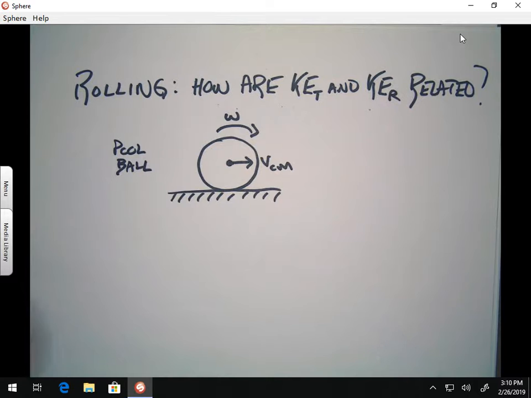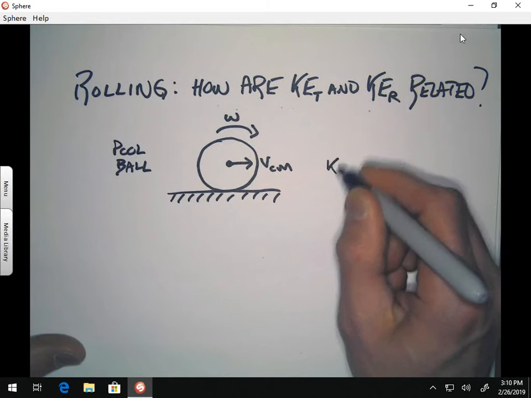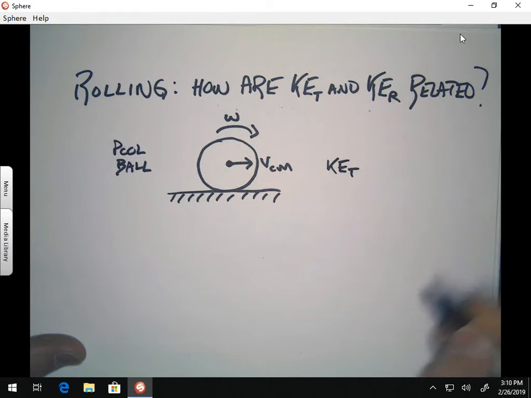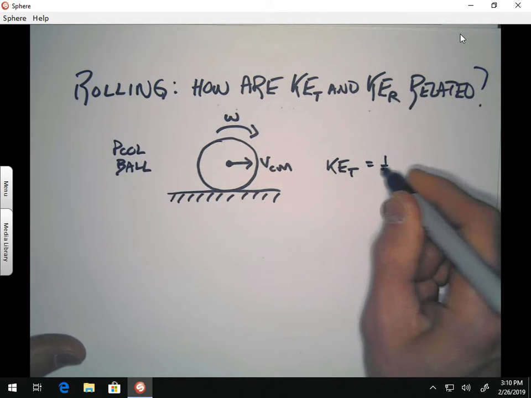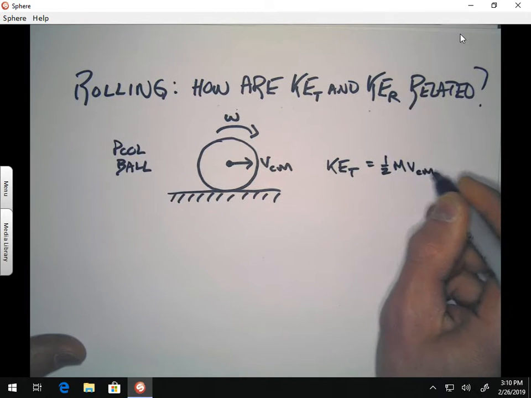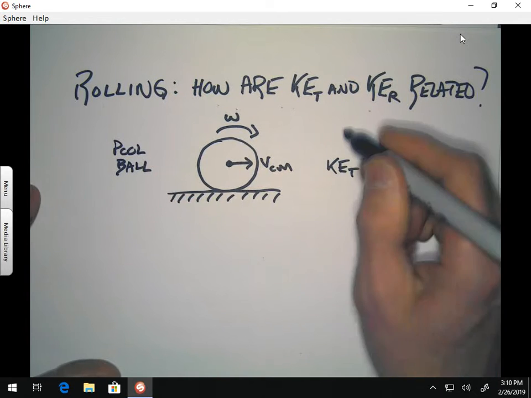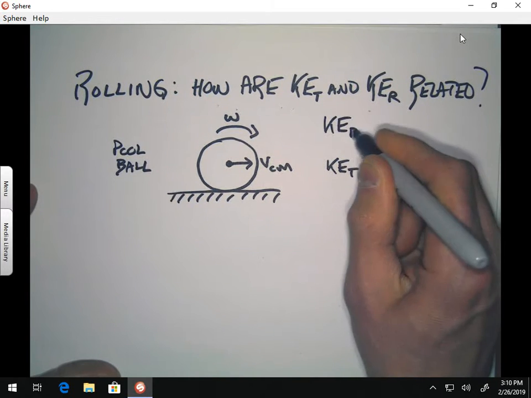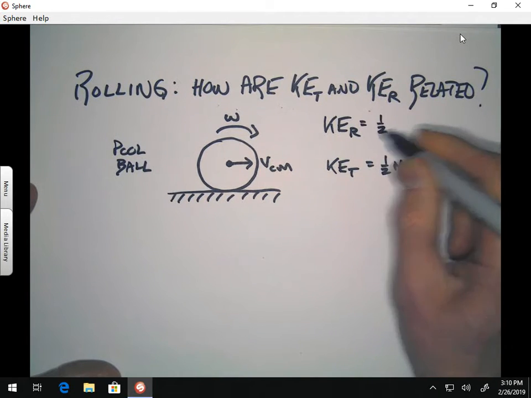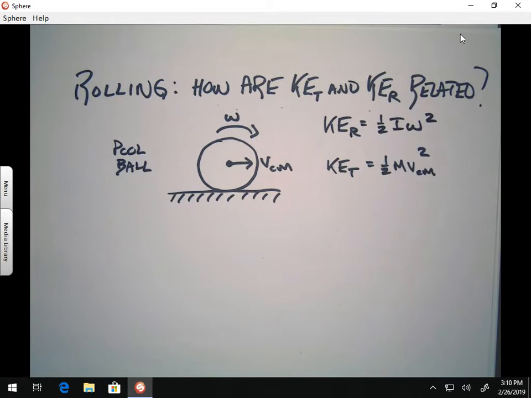So the deal is that this pool ball really has two types of kinetic energy. It's got translational, because it's moving from left to right, but it also has rotational, because it's rotating.